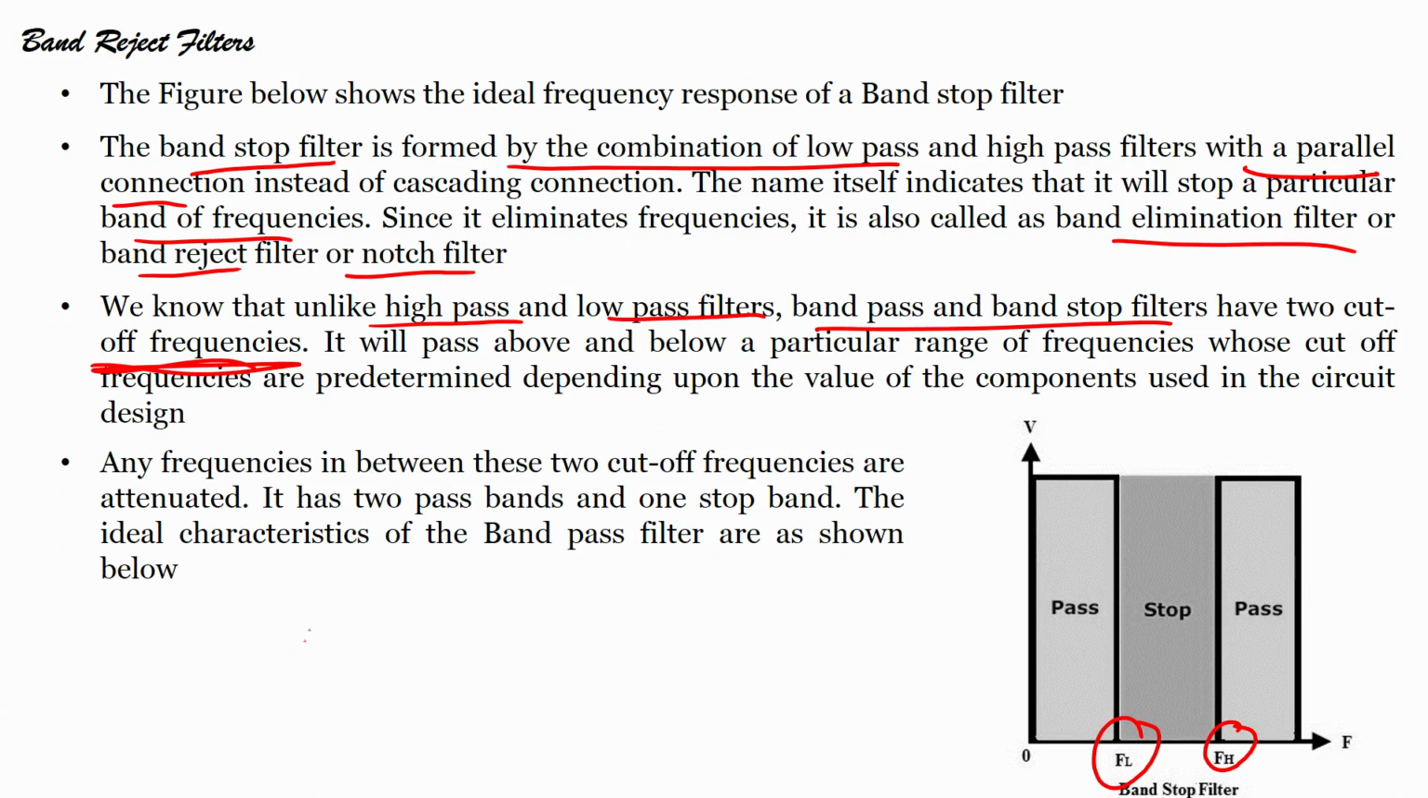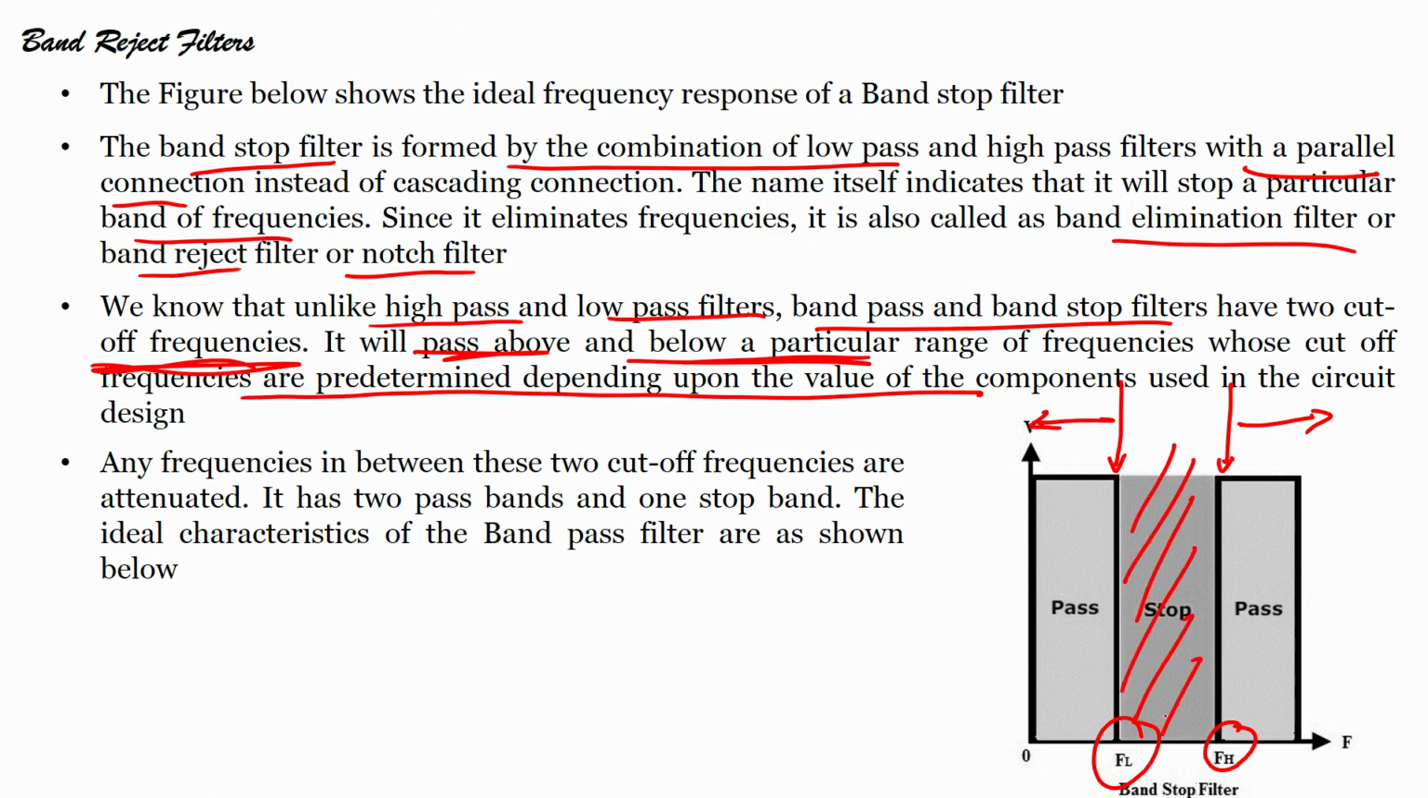Now, it has 2 cutoff frequencies when we have band pass and band reject filter. It will pass above and below a particular range of frequency whose cutoff frequency is predetermined depending on the value of components in the circuit design. So, what does that mean? Here in this particular case it will pass all the frequencies below FL and all the frequencies above FH. It will only stop the frequencies between FL and FH. That means this band of frequencies it will not allow to pass.